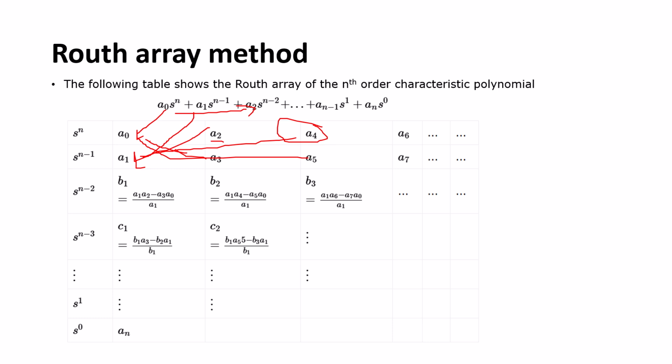Likewise, when calculating c1, it will be b1 a3 minus b2 a1 by b1. For c2, it will be b1 a5 minus b3 a1 by b1. So likewise, you can construct the Routh array. It will be more clear when we consider one example.